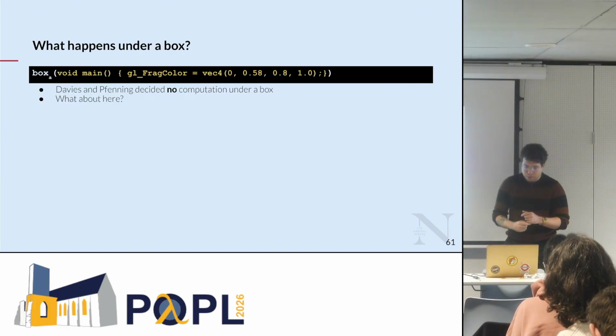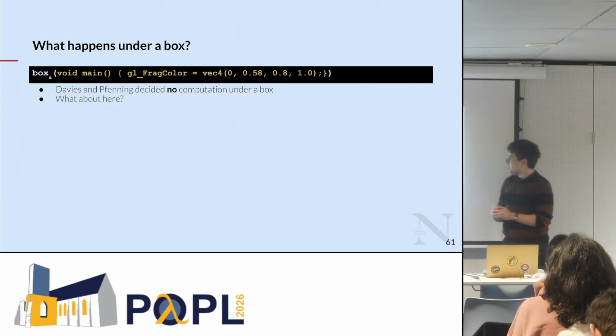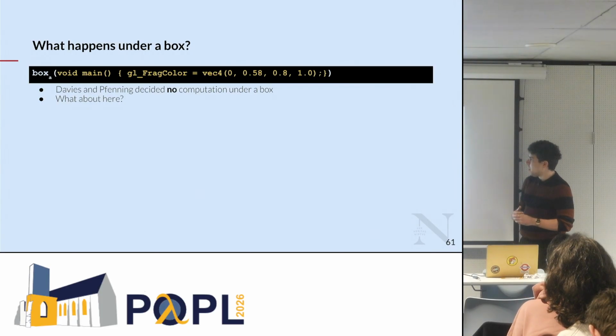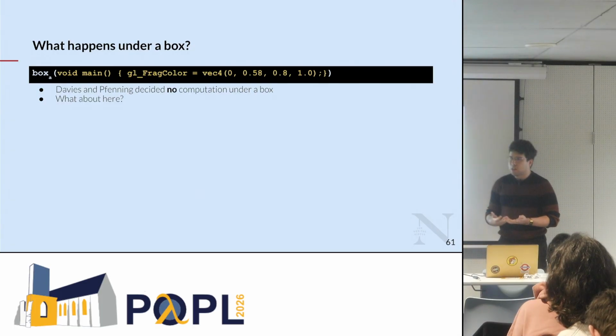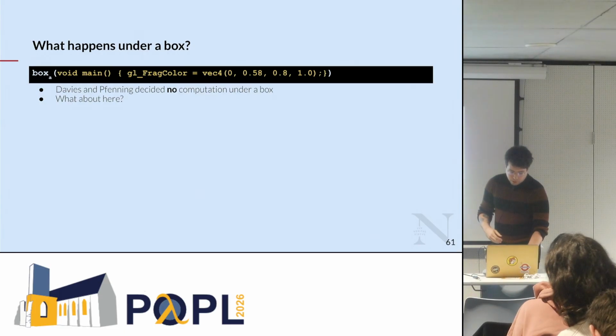And then the next problem is, all right, you have a box expression, what do you do with it? I don't know yet, I'm still working on it. Fenning and Davies would say no computation under a box, and that made sense for their staged computation application. So we're still working on what to do here.